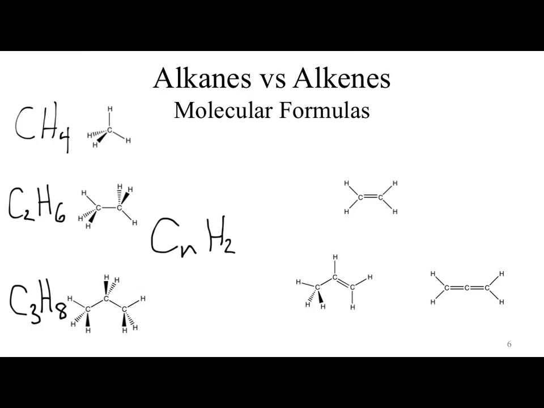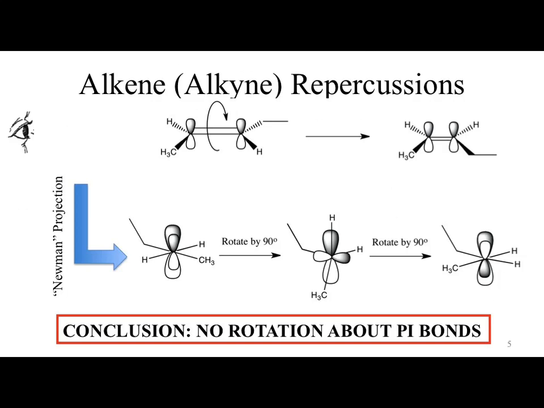So 2n, not a bad place to start. So let's compare that back. Methane. What's n in methane? 1. According to my formula, how many hydrogens should I have? 2. How many hydrogens do I have? 4. So is this formula good? No. What do I need to do? Add 2.